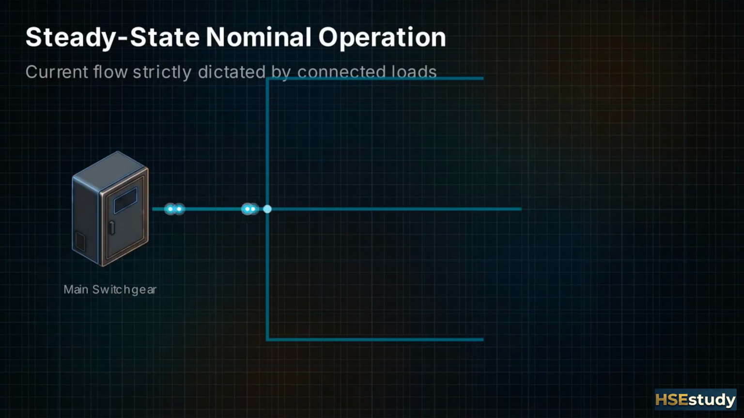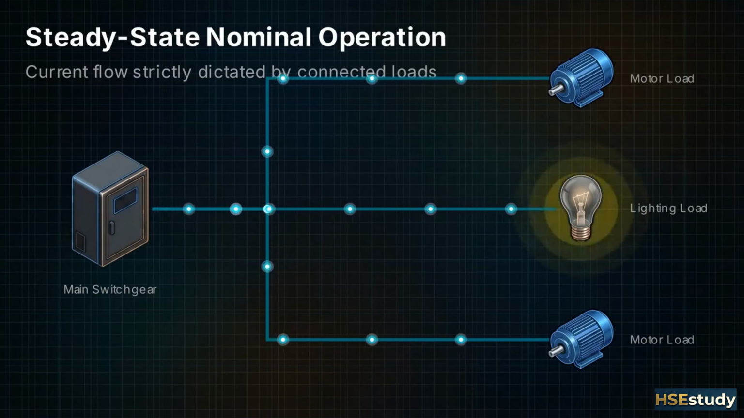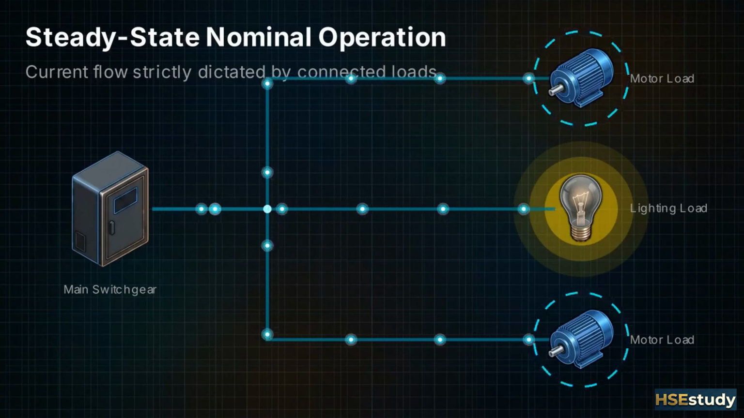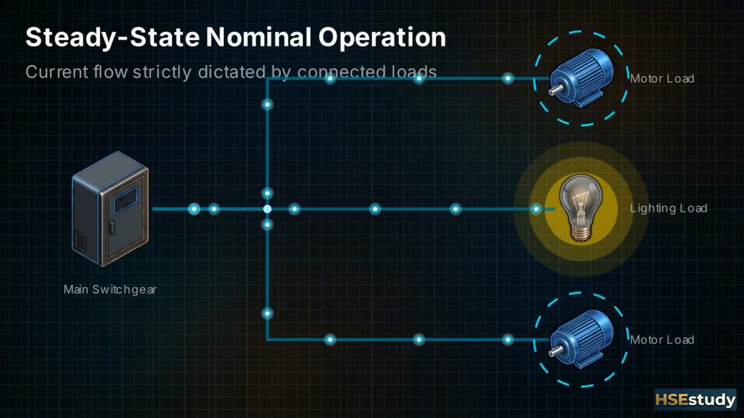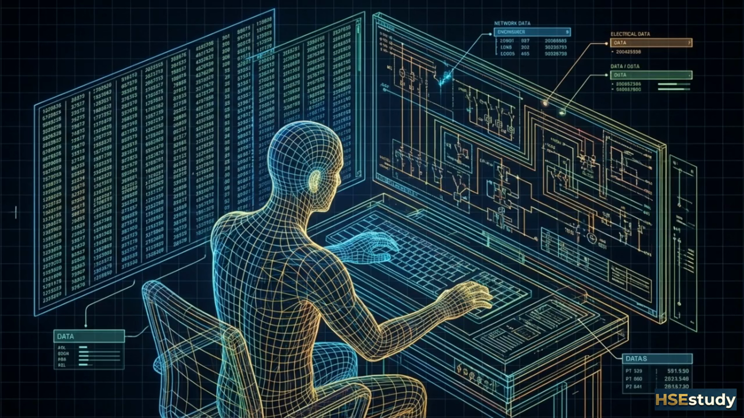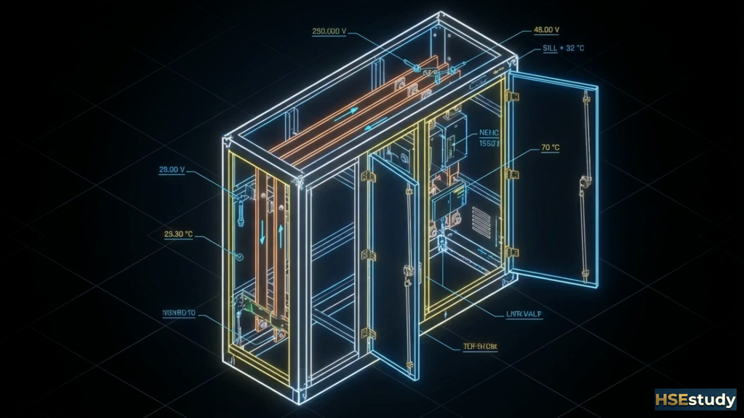During normal operation, the flow of current through this network is strictly dictated by the connected equipment, such as motor loads and lighting. Accurately modeling this baseline condition, mapping every conductor length, transformer impedance, and utility contribution, is the mandatory first step before analyzing what happens when systems fail. A fault occurs when that normal path is disrupted.